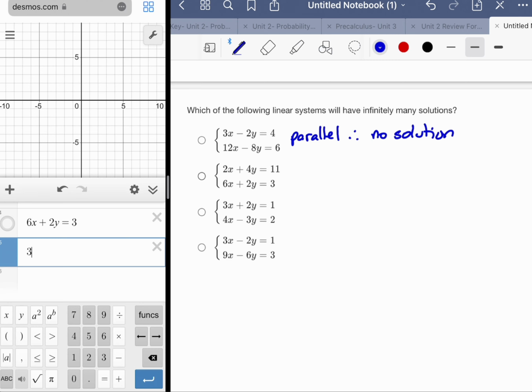3x plus 2y is equal to 1. 4x minus 3y is equal to 2. Also one solution. That's not infinitely many solutions. So both of these are one solution.